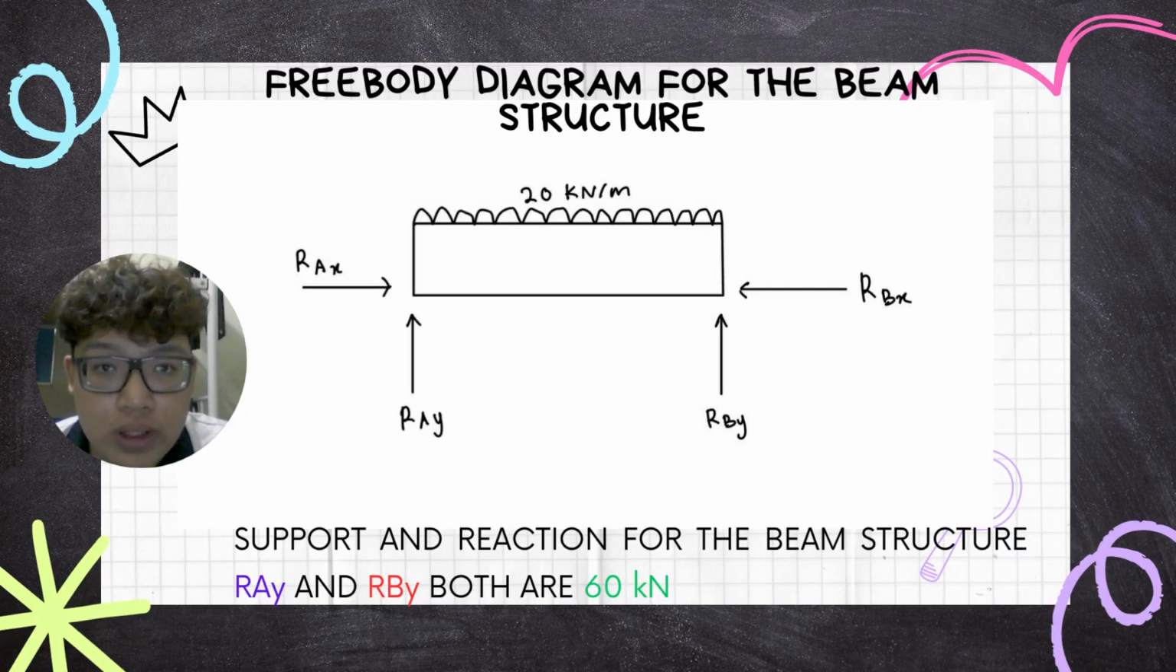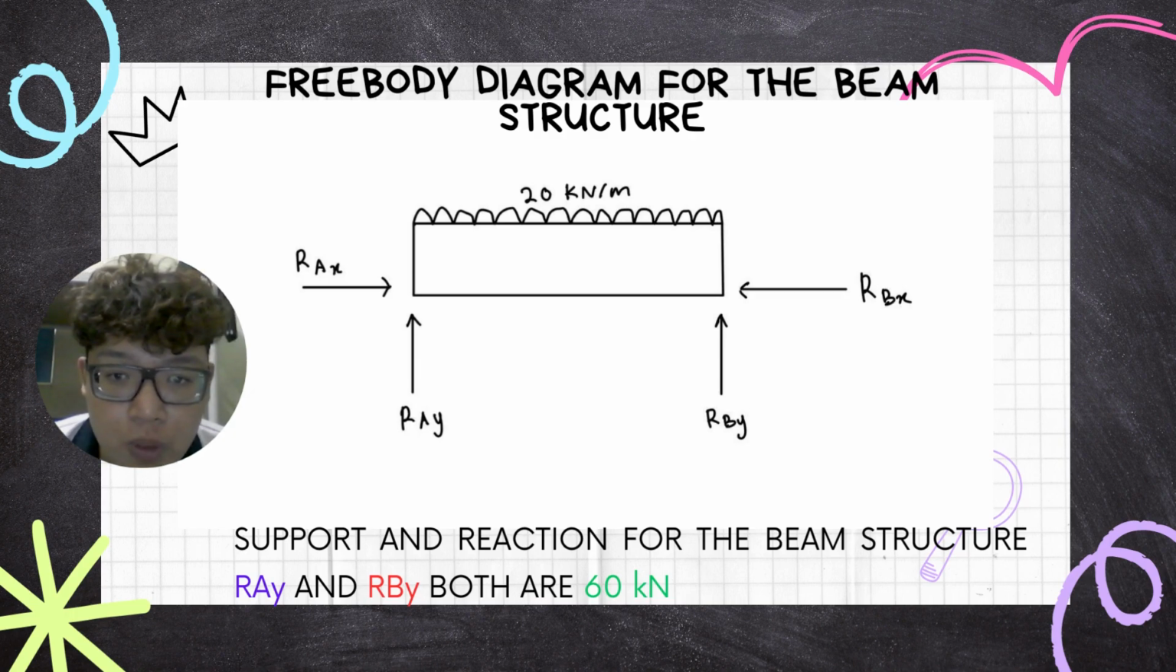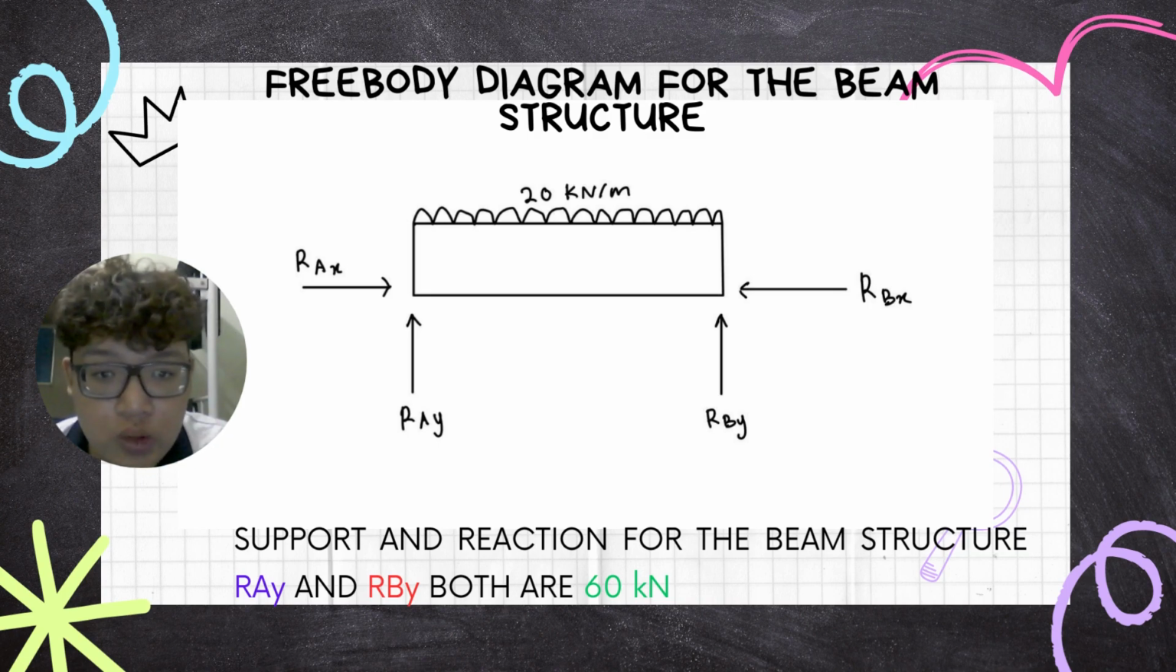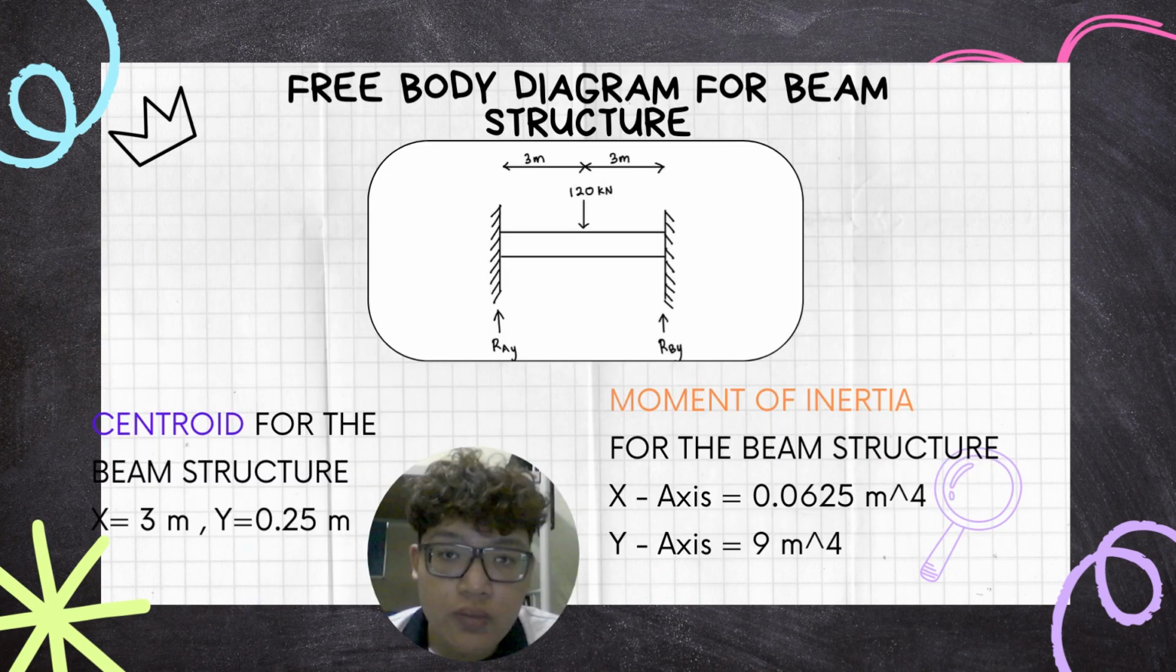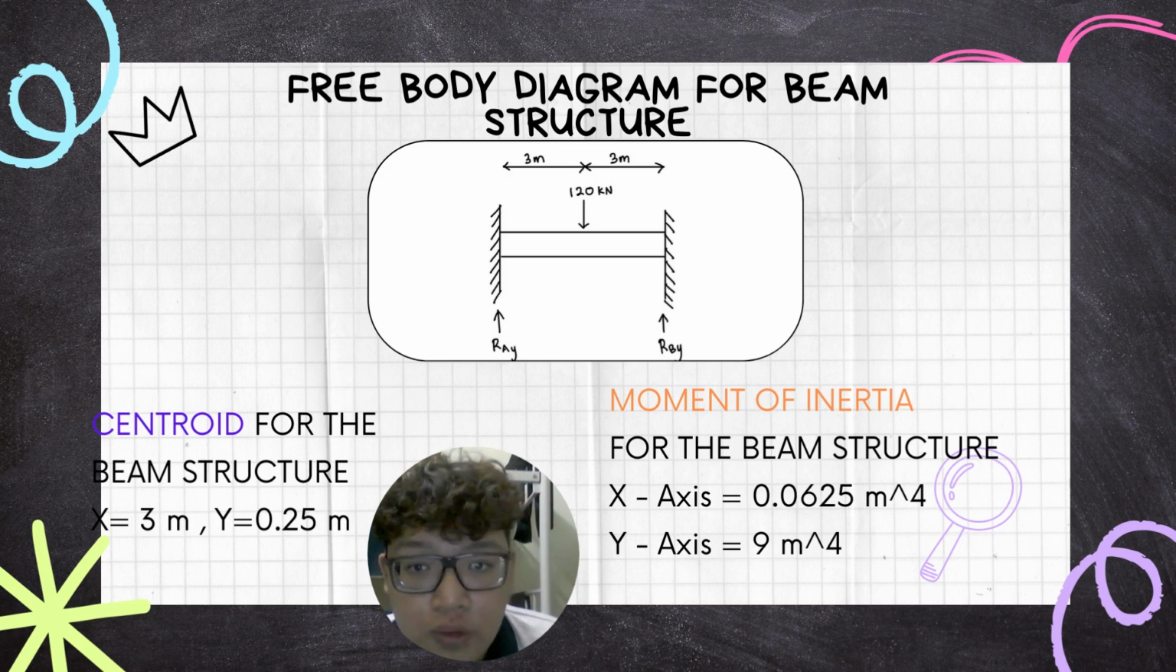And this is the free body diagram for the beam structure. As you can see, I assume the load for each is 20 kilonewton per meter. And these are RAX, RBX, RAY, and RBY. After I calculated all of it, I found that the support reactions for the beam structure, RAY and RBY, are both 60 kilonewton. And this is the free body diagram after I found all of it.